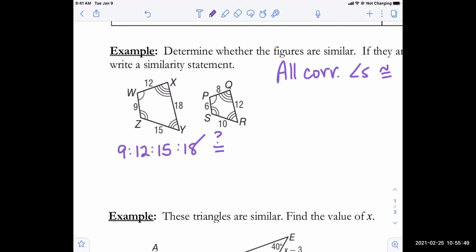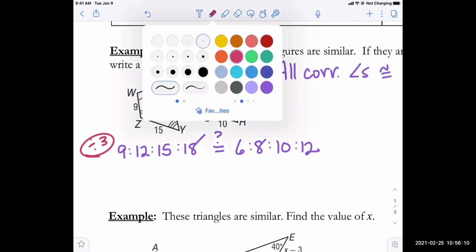I want to know if that's the same as 6 to 8 to 10 to 12. Again, I'm going smallest to biggest. Make sure the left and the right side correspond. What is the GCF on the left side that we could divide out? What can you take out on the left side? 3. Okay, divide everything by 3. What will the left side be when you divide out the 3?